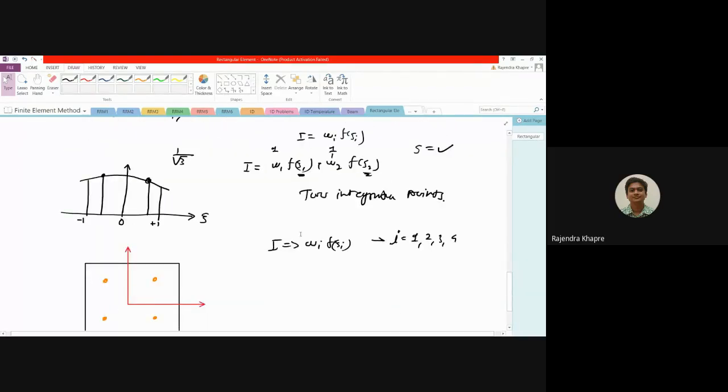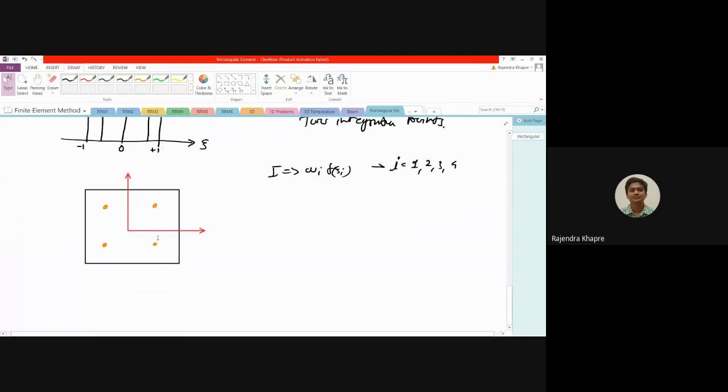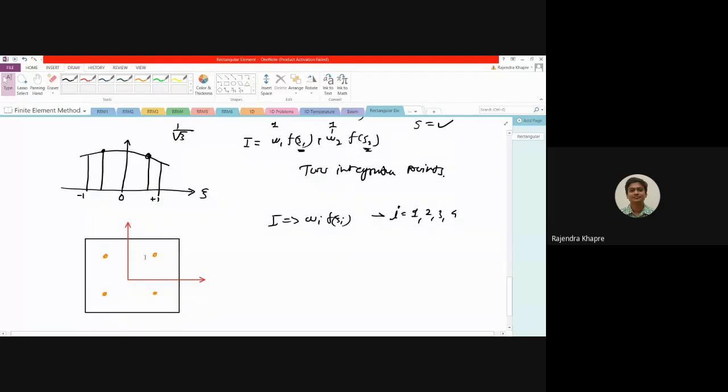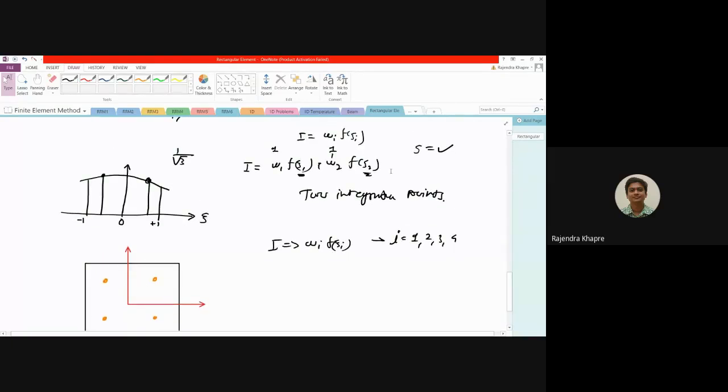So that you get the first part, that is w1 into f of xi1, where the w1 value is only 1. Then you go for another integration point and get w2 into f of xi2. Then you take one more integration point and get w3 f of xi3. Then one more, so this will be w4 and its f value. So you have to generate four different stiffness matrices at four different points, and then integrate. It's a very time consuming task.